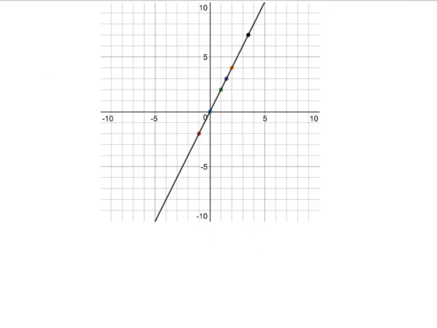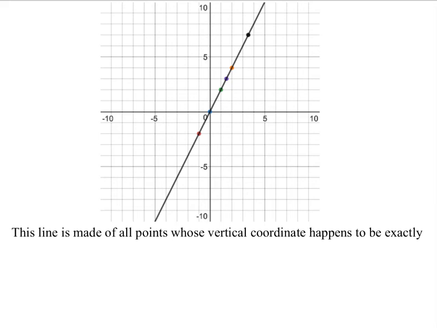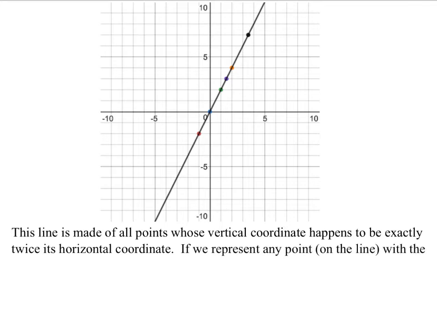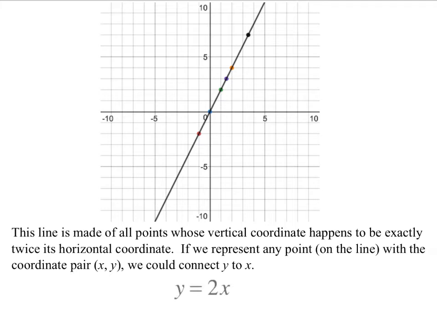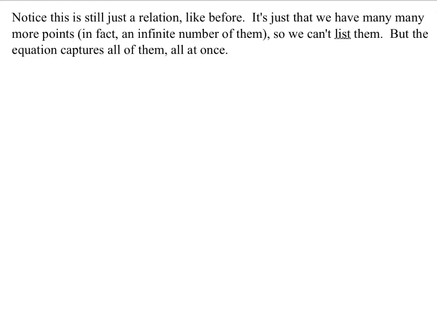Consider this graph. This line is made of all points whose vertical coordinate happens to be exactly twice the horizontal coordinate. If we represent any point on the line with the coordinate pair x, y, we could connect x to y. That is, y is 2 times x. This would be the equation of the line shown. Notice that this is still just a relation, just like before. It's just that we have many, many more points, in fact an infinite number of them, so we can't list them. But the equation captures all of them all at once.